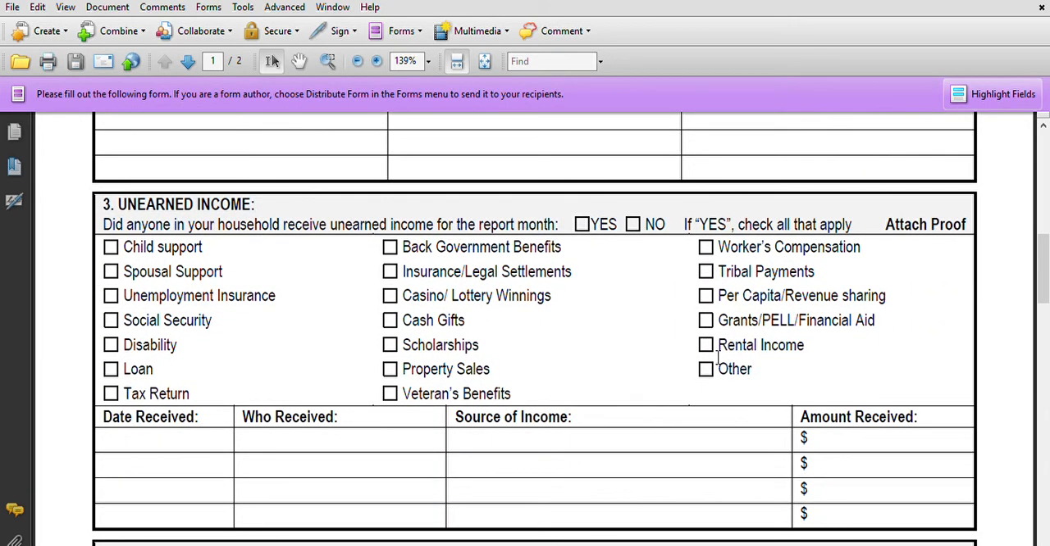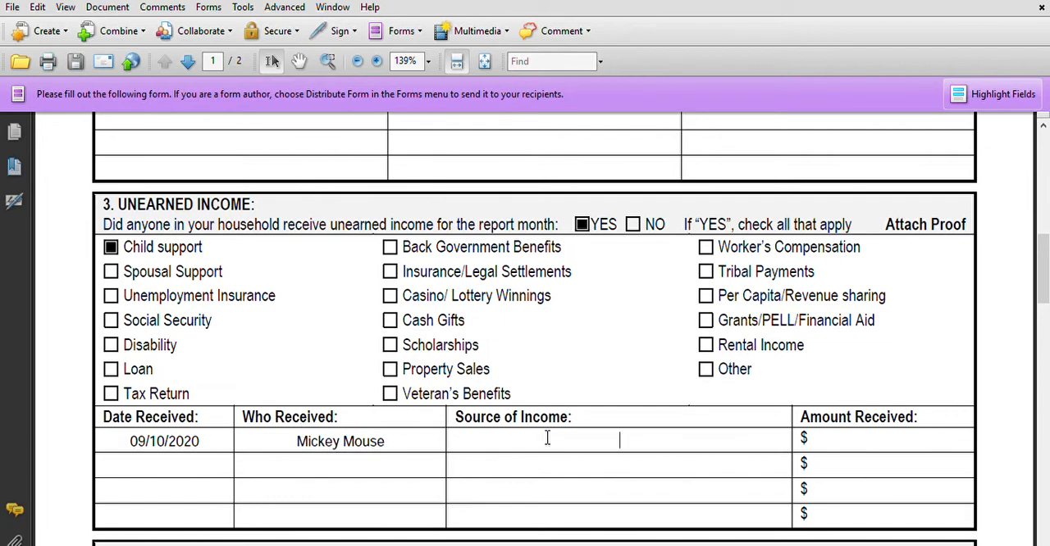Moving on to question number 3. Did anyone in your household receive unearned income for the report month? I'm going to say yes. Let's say Mickey does get child support. Mickey gets child support for his son Pluto, and he gets it on the 10th of every month. So Mickey got child support on the 10th. Who received this? Mickey Mouse received child support.